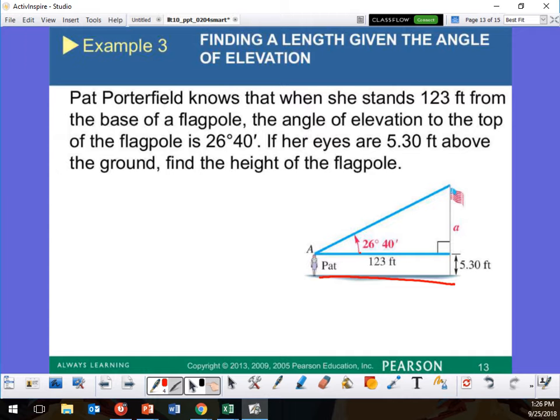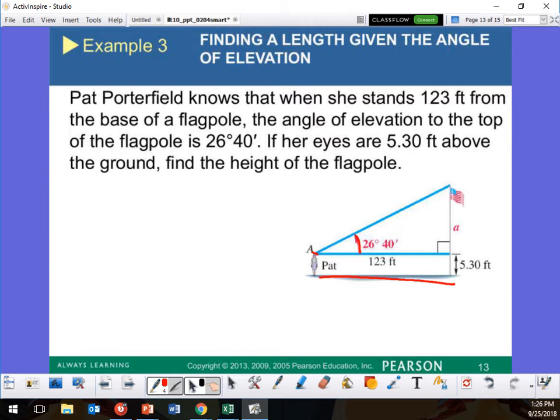So now, it's going to be bottom up. Okay. Is going to be the angle of elevation there. So bottom up is the angle of elevation. To the top of the flagpole, 26 degrees, 40 minutes. Her eyes are 5.3 feet above the ground. So that's where it's starting, right here. Okay. Find the height of the flagpole.